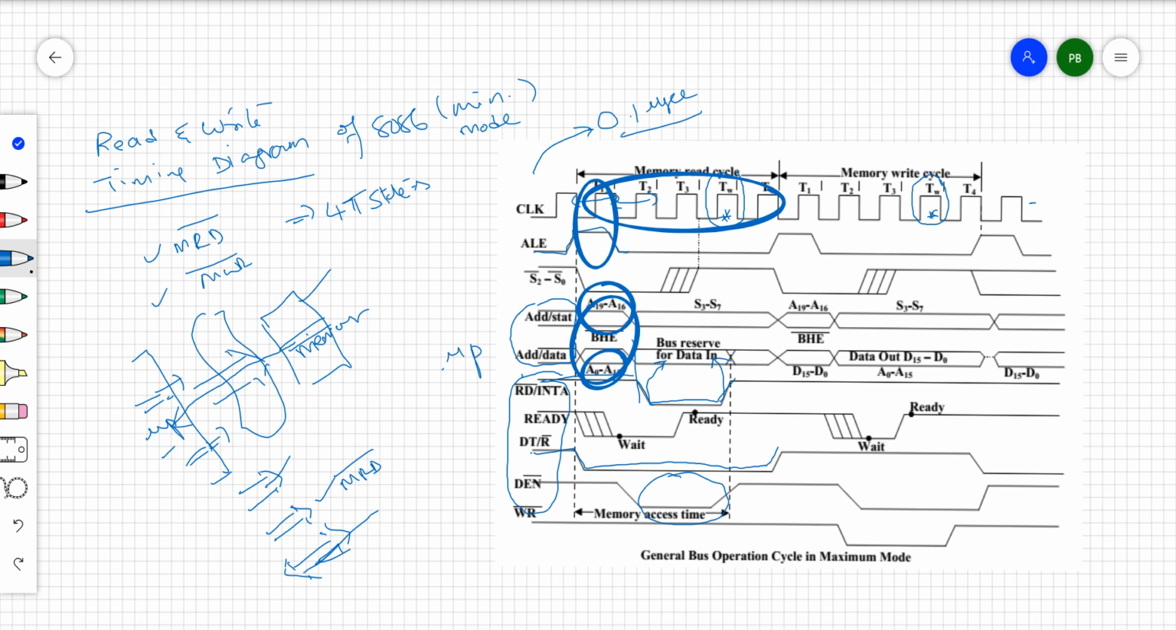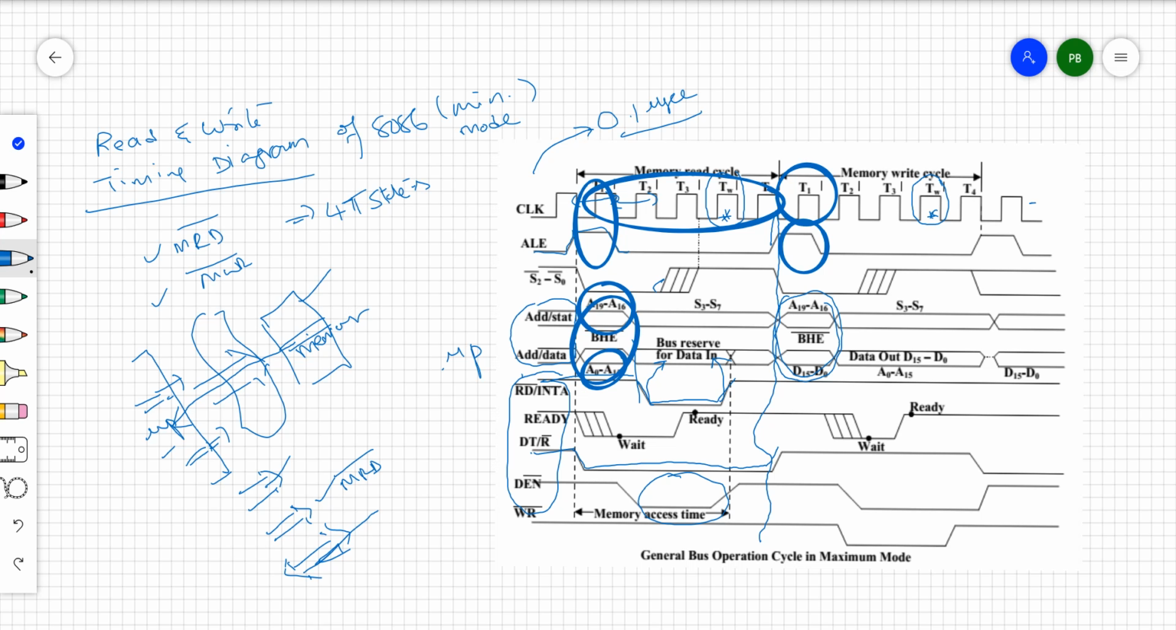after the first machine cycle, the memory read cycle, see here, by these 4 T states end, this memory read cycle is completed. Now the memory write cycle. Once again, in the first T state ALE is high. Once ALE is high, the same multiplexed address and data bus and multiplexed address and status lines act like an address bus.